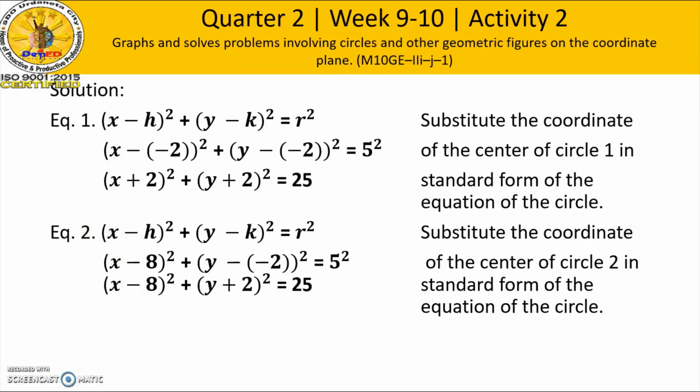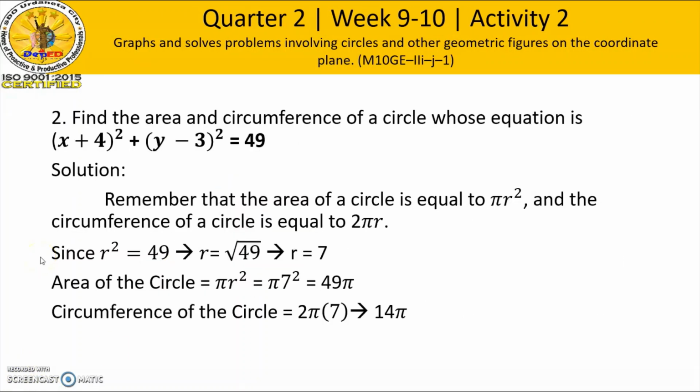For our equation 2, we will also substitute the value of the center of our circle 2. The center of our circle 2 is (8, -2). So the value of h is 8 and the value of k is -2. By evaluating the formula, we have (x - 8)² + (y + 2)² = 25. So, these are the equations of the two circles tangent to the point (3, -2).